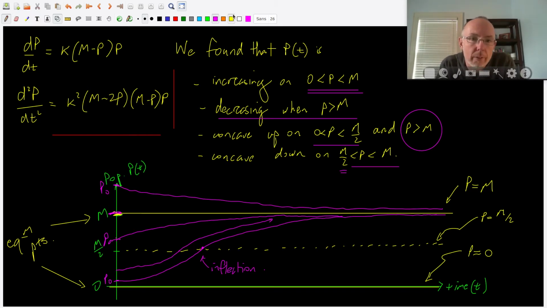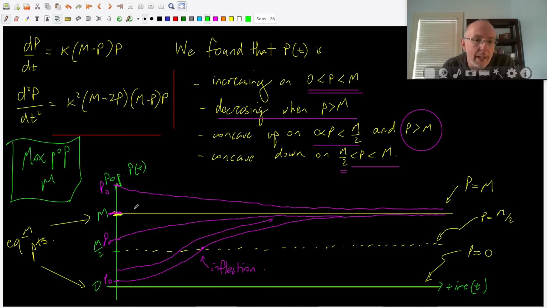We can decide what m must be from this. M is the maximum population, right? The maximum population is that capital M. I just introduced it in the model before, but this model has a maximum population m. We'll call it the carrying capacity. Right? Because anything bigger than m, if the population's ever bigger than m, it will decay down to m. If it's smaller than m, it'll increase up towards m. So m's called the carrying capacity.